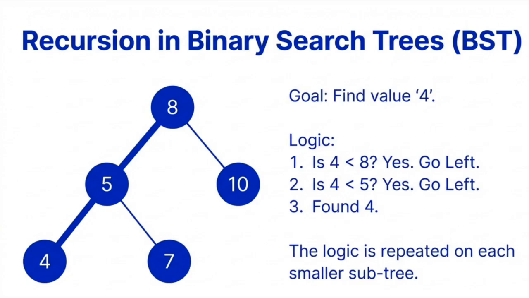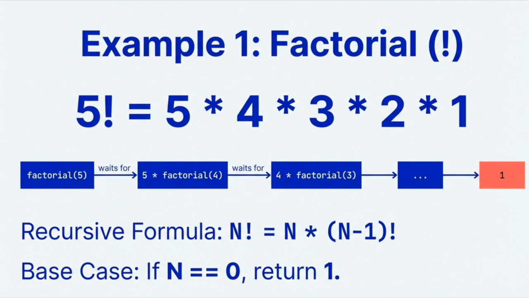Look at the structure. We always start with the base case to check if the root is null or if we found our value. Only then do we move to the recursive case where the function calls itself for the left or right branch. Factorials are a classic use case.